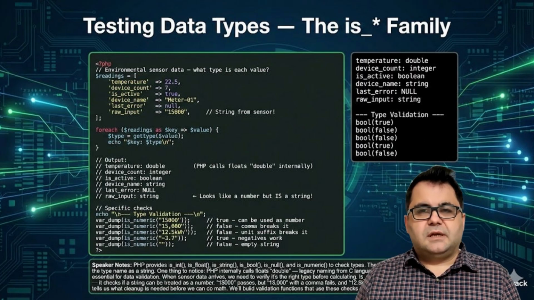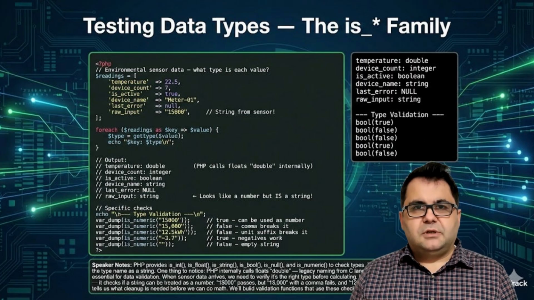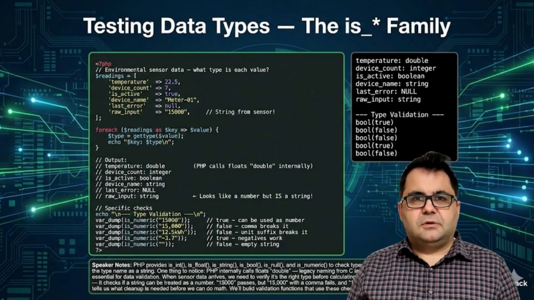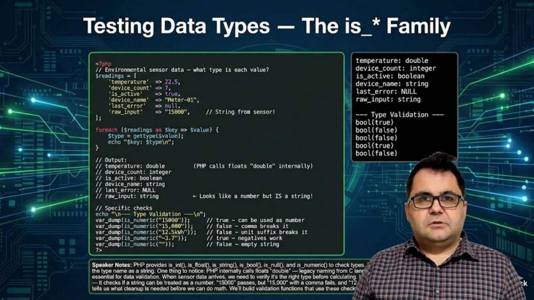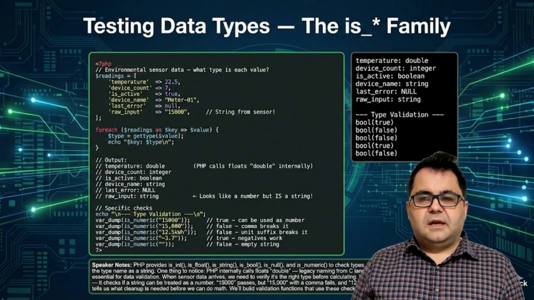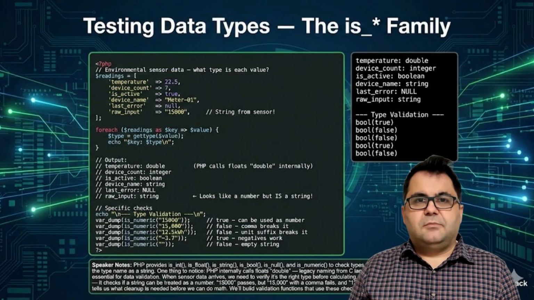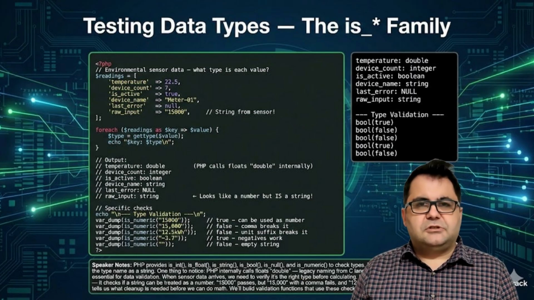When sensor data arrives, we need to verify it's the right type before calculating. is_numeric is particularly useful. It checks if a string can be treated as a number. "15000" passes, but "15,000" with a comma fails, and "12.5 kWh" with a unit suffix fails. This tells us what cleanup is needed before we can do math. We'll build validation functions that use these checks extensively.